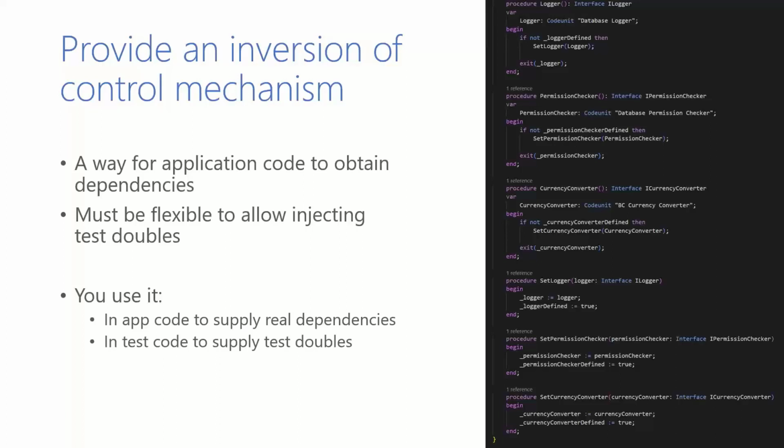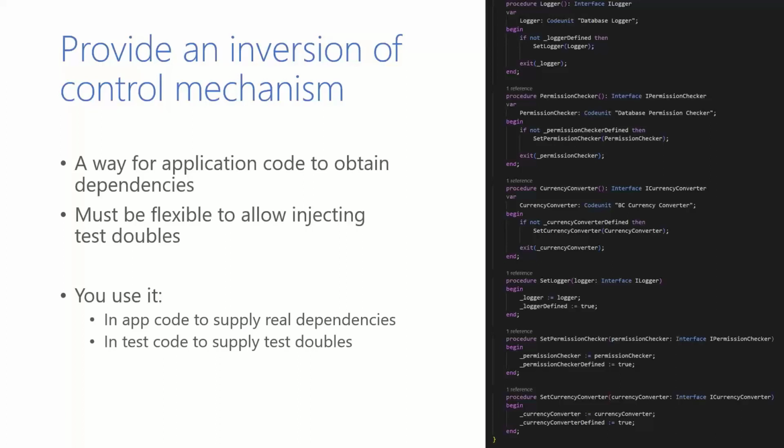So how would you use it? Well, in your app code, you would supply real dependencies, like maybe the database permission checker, but in your test code, you would supply a test double. Or before this session today, you would probably say a mock, but we will see what kind of test double you would really supply for the permission checker, for example.